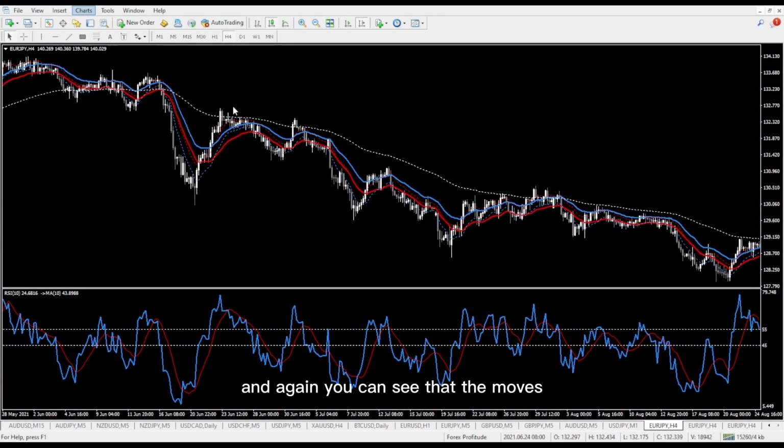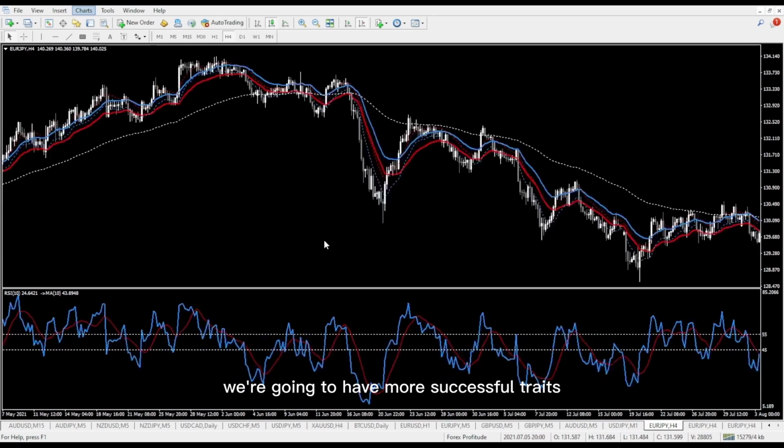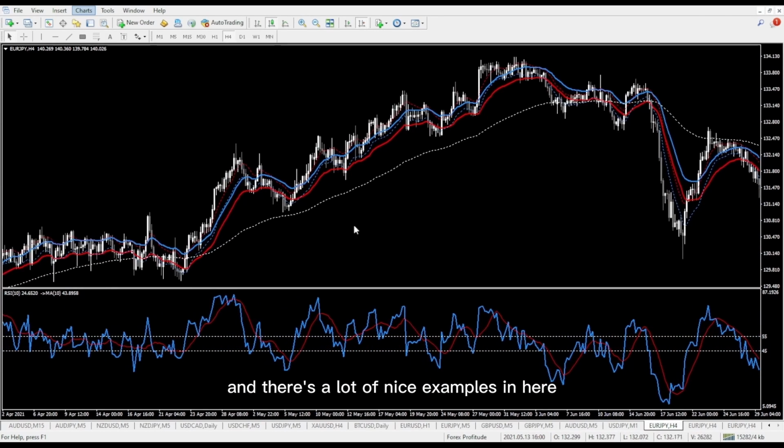And again, you can see that the moves in the trending direction are bigger. We have moves against the trend that are much smaller, and some of them are going to be straight up losers that we don't even get the opportunity to really manage. Some we can manage and reduce the risk on the trades, but if you are trading with that trend, in the trending direction, we're going to find that more often than not, we're going to have more successful trades. And there's a lot of nice examples in here.